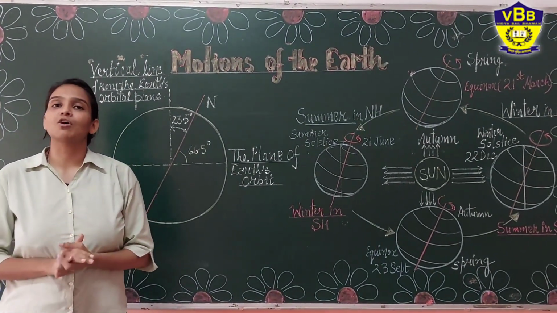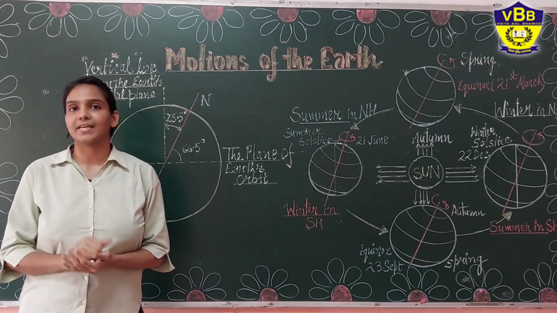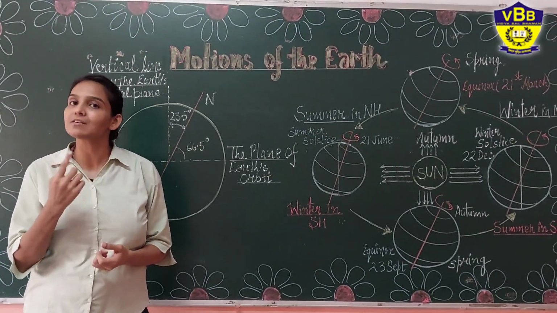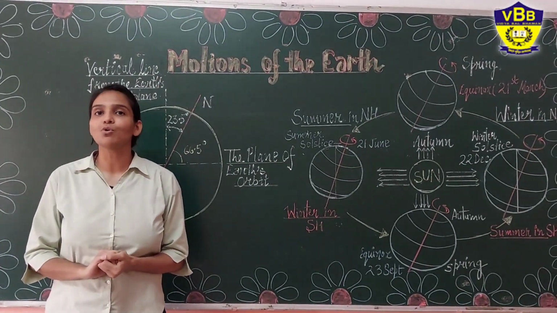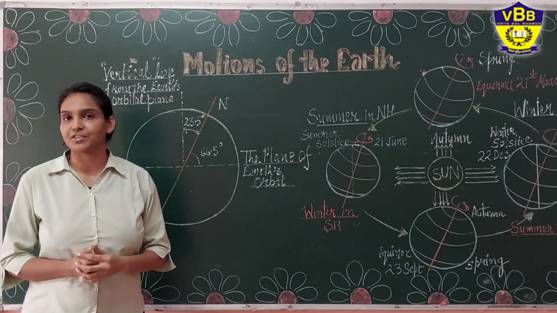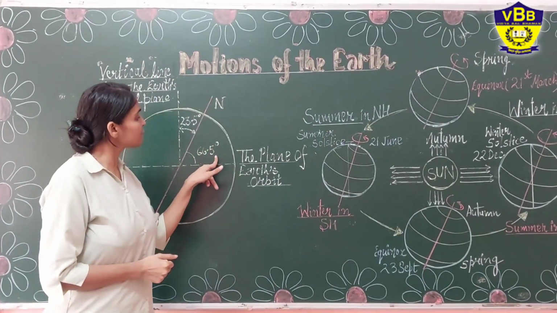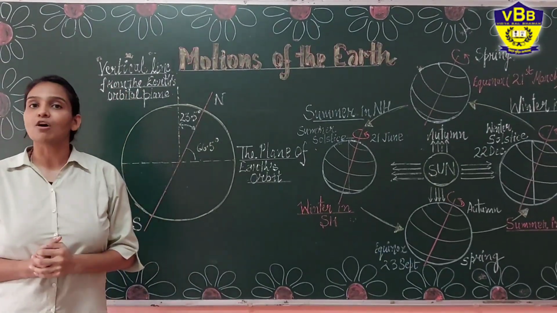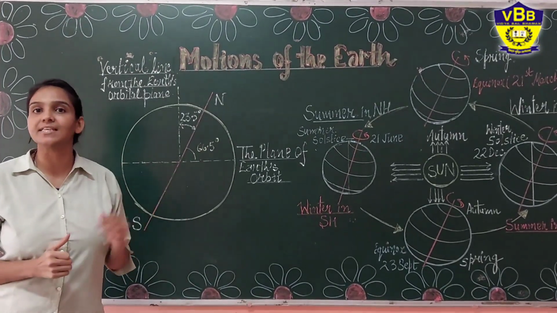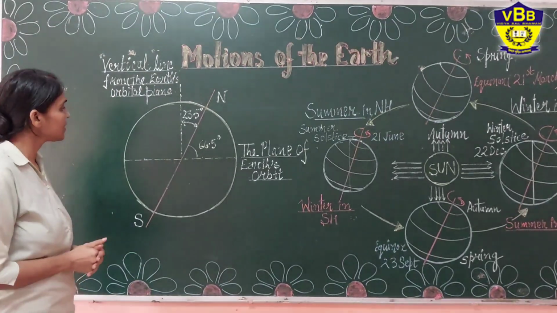The rotational movement of the Earth is on its own axis. Earth takes 24 hours to rotate on its own axis in a full circle. Now, we know the fact that the axis is tilted at 23.5 degrees. But are we also aware of the 66.5 degrees tilt of Earth's axis? There is a mathematical calculation behind this tilt. So let us understand that mathematical calculation.